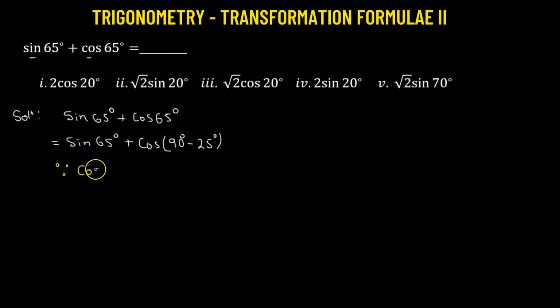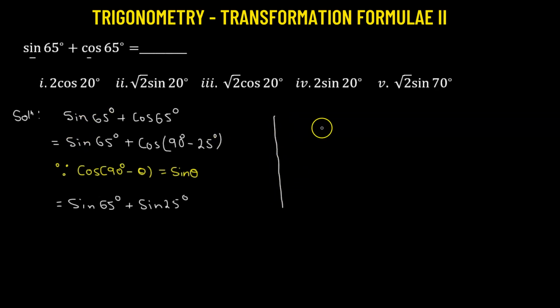But there's a reason why we're writing in this fashion, because we know for a fact that cosine of 90 degree minus theta equals sine theta. Meaning, in place of cosine 90 minus 25 degree, we can have sine 25 degree. So our expression now becomes sine 65 degrees plus sine 25 degrees. Right. So what we've done, we have successfully converted the second term, which is a cosine function, into a sine function. Similarly, we can convert the sine to cosine.